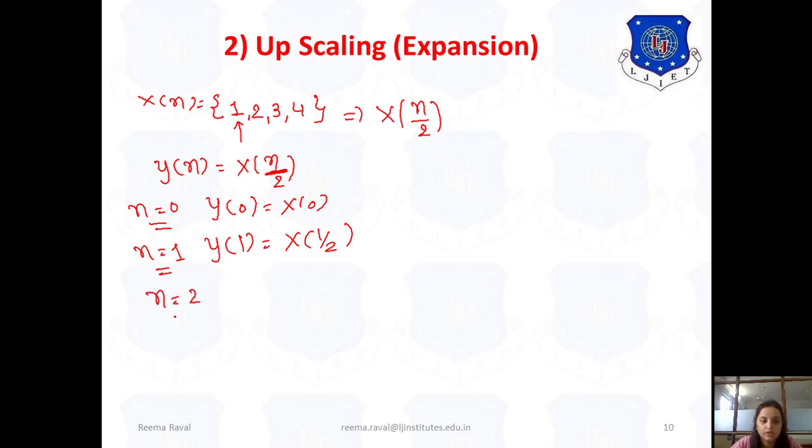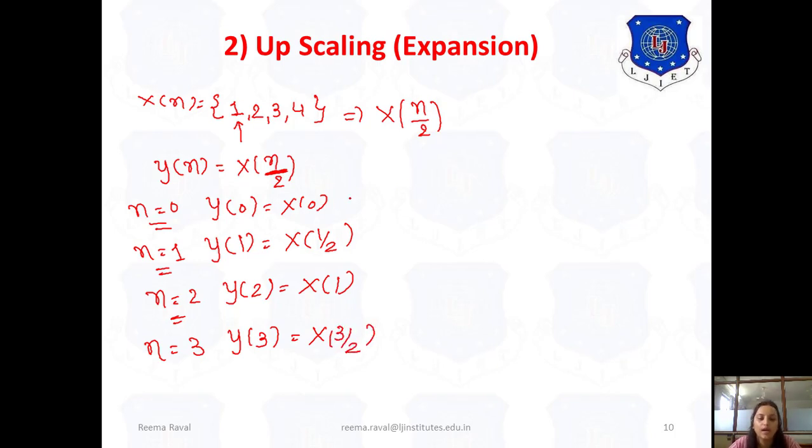Then next, n equals 2, y of 2 will be equal to x of 1. Why x of 1? Because here n equals 2, and 2 by 2 is 1. Similarly, at n equals 3, y of 3 equals x of 3 by 2. Okay, right? So as you can see, till 3 we have got only the values 1 and 2.